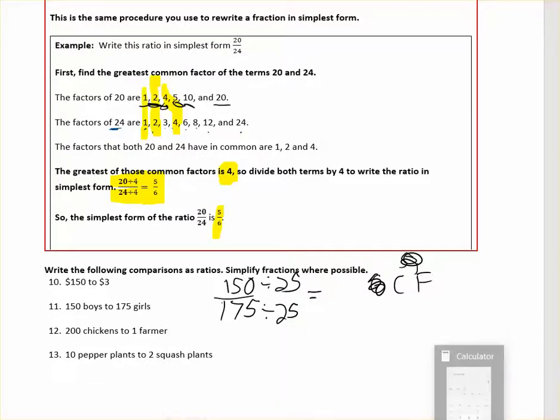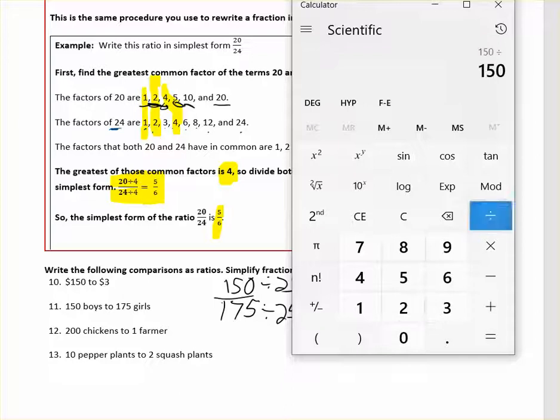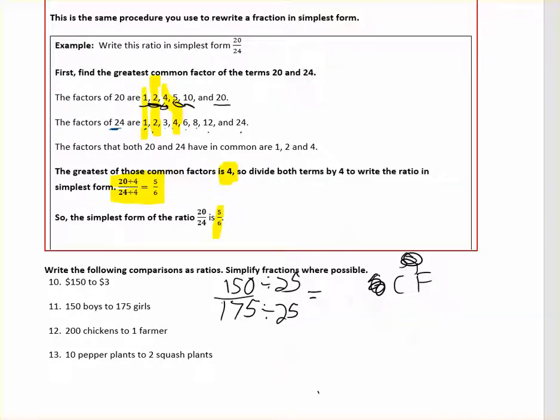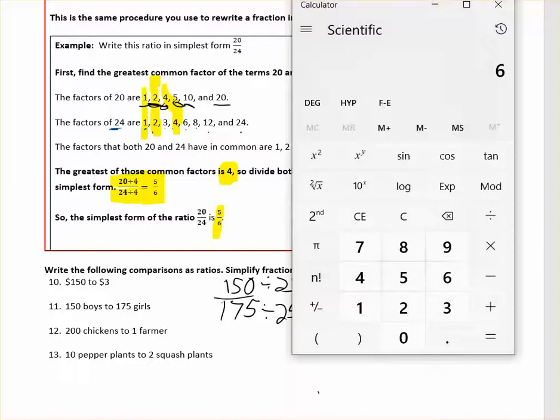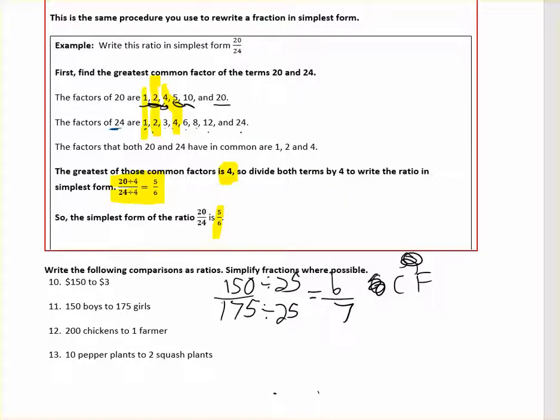So do you remember what the answers were when we did this? We took 150 divided by 25, and that was 6, okay? Then we took 175 divided by 25, and I think it was 7. Yep, it was 7. Because those numbers are right next to each other, we know that there is no other common factor. 6 over 7, there's no numbers that you could divide both of them by and get integer answers. So then this is our simplest fraction, and then that is our solution for number 11. Oh, we should go back and write our units now. This would be 6 boys to 7 girls.